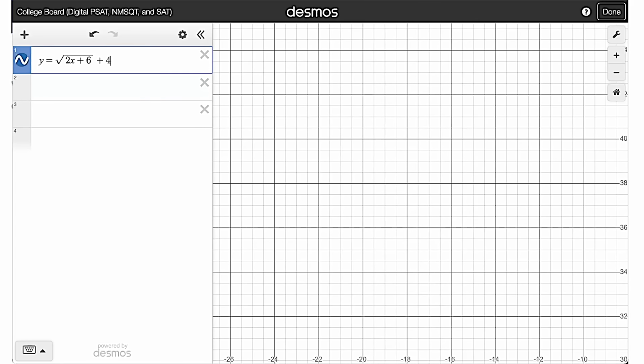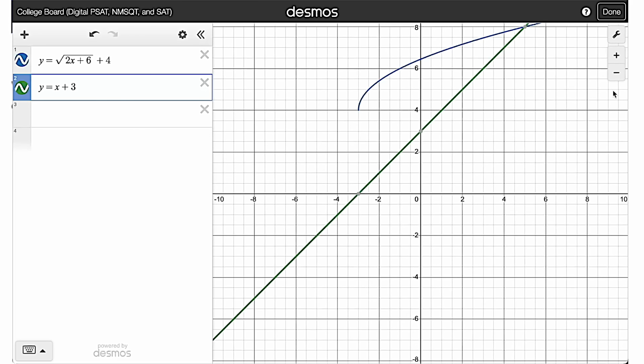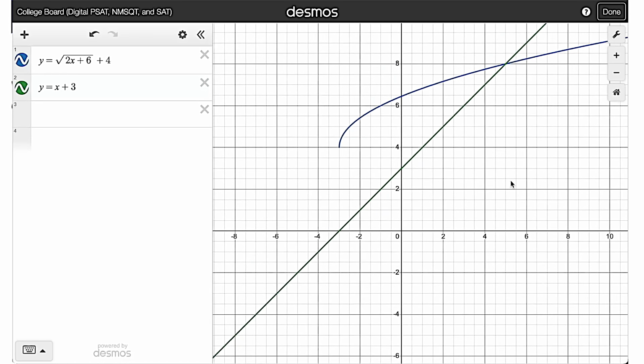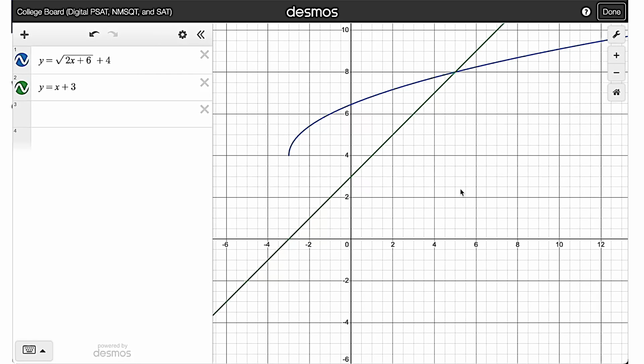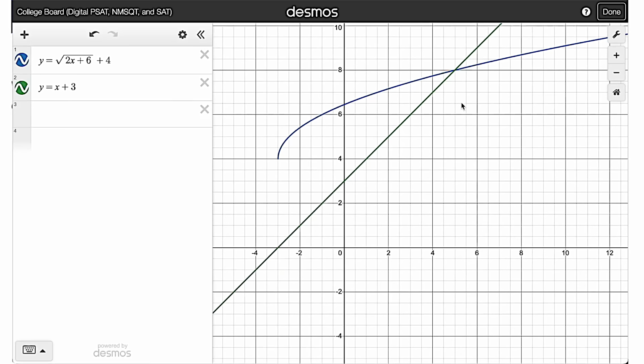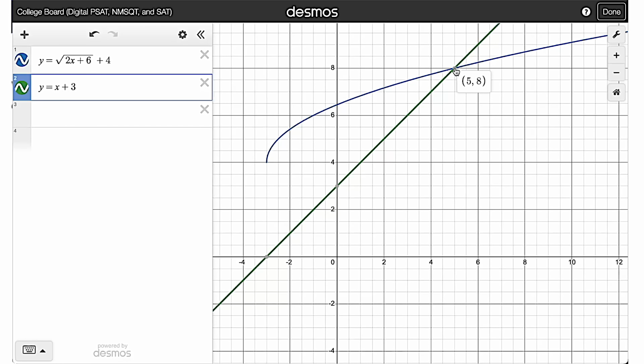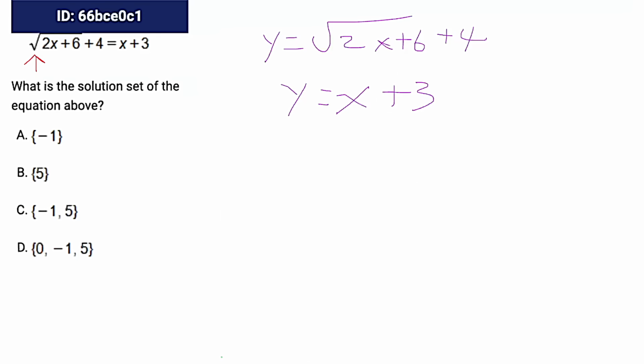Keyboards, mice, super important. Y equals x plus 3. Cool. So those are my two equations. Let's go home real quick. Hello, friends. And then we're supposed to do the solution set, and it was just X, remember? So we don't care about Y. So it looks like there's only one solution, and that solution is 5. So if we go to our answer choices, sure enough, 5, choice B is our answer.